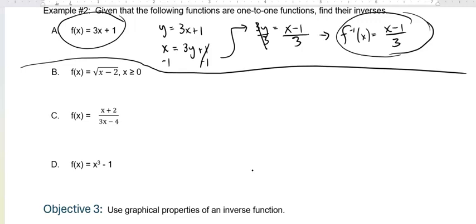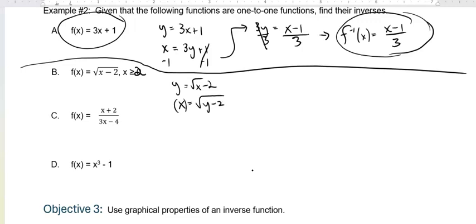No, that's a typo there. That's x is greater than or equal to 2. That's the domain of that guy. So let's see. Let's try my 4-step process. Y equals square root of x minus 2. Flip x and y. X equals square root of y minus 2.